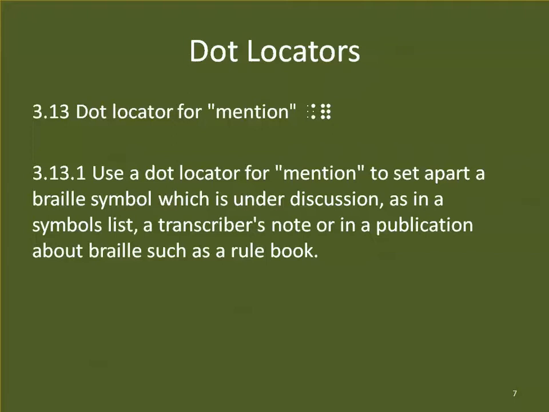And the dot locator for mention is, as I said, for symbols or indicators that are being introduced that will appear later on. So we would put a dot locator in front of a symbol that we are identifying in a symbols list, like on the special symbols page, or in a transcriber's note, or in a publication about Braille, such as the rule book, or for me when I was transcribing this PowerPoint, in all the PowerPoints that I've done so far, would have this dot locator for mention in front of any new symbols that are being identified that will appear later on.